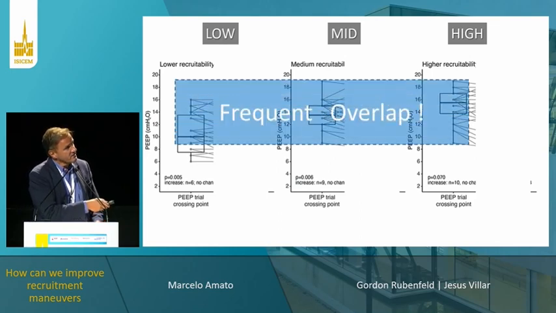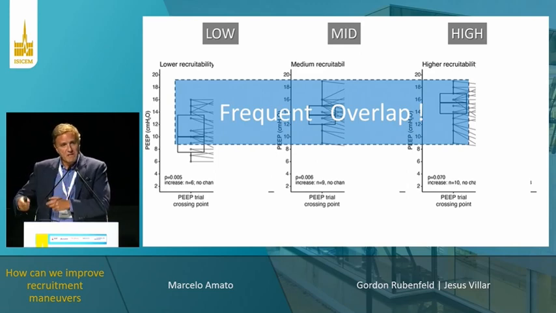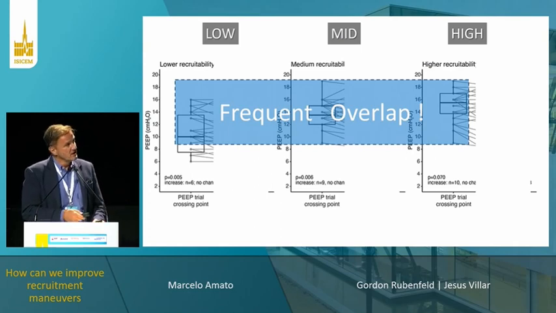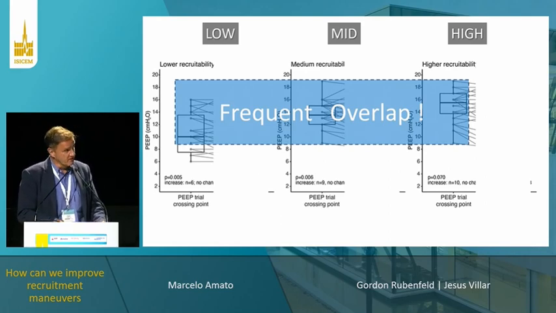And look at this, there is a big overlap. Which means that if you are a big recruiter, it doesn't mean that you need a high PEEP. This is a very important clinical conclusion. For instance, some patients here needed just 10 of PEEP to recruit more than 1/3 of the parenchyma. This is very interesting.